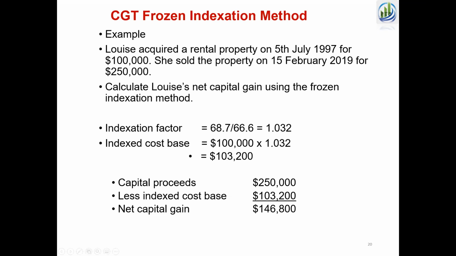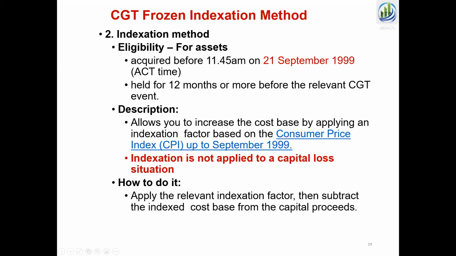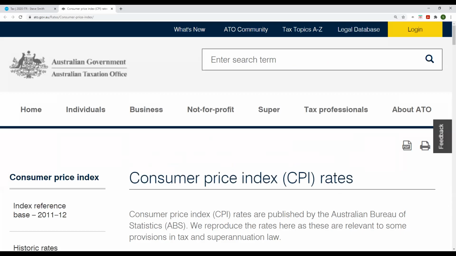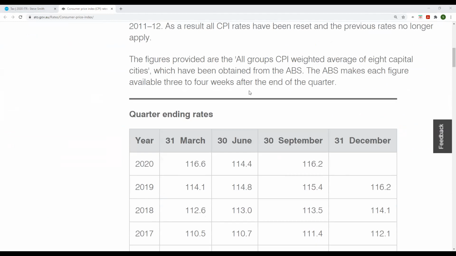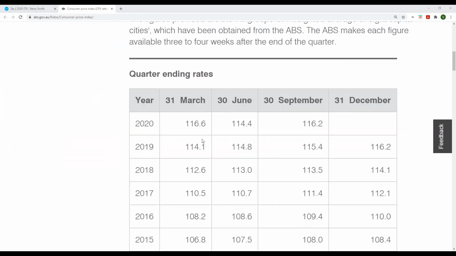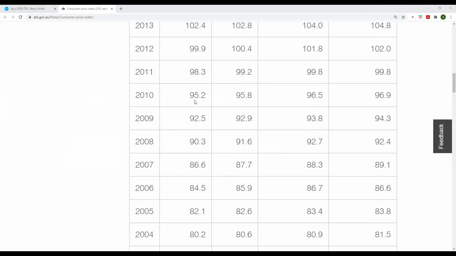Good. So how are we going to get this indexation factor? That's what I want to explain to you. If you go back to the consumer price index, I will share the screen. Here you can see the CPI rates. If you go down to the indexation section, as I said, we use several different calculations, that's why all the numbers are here.